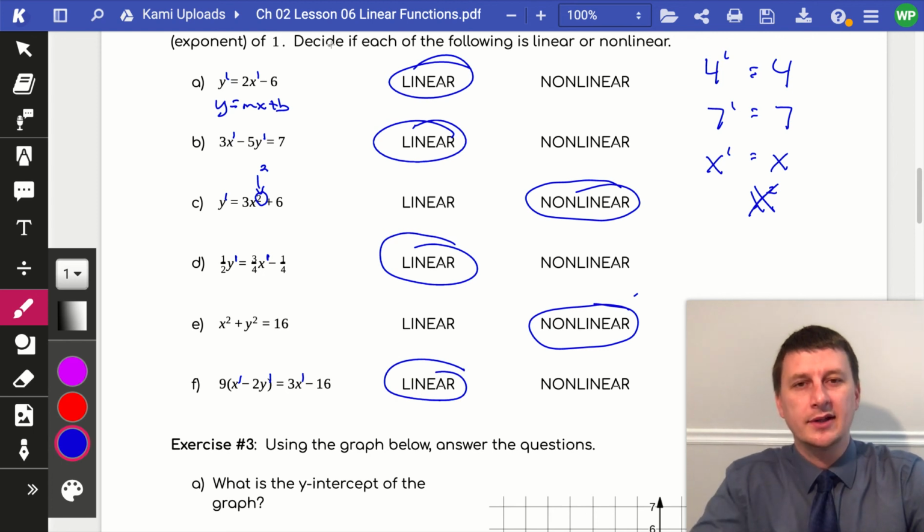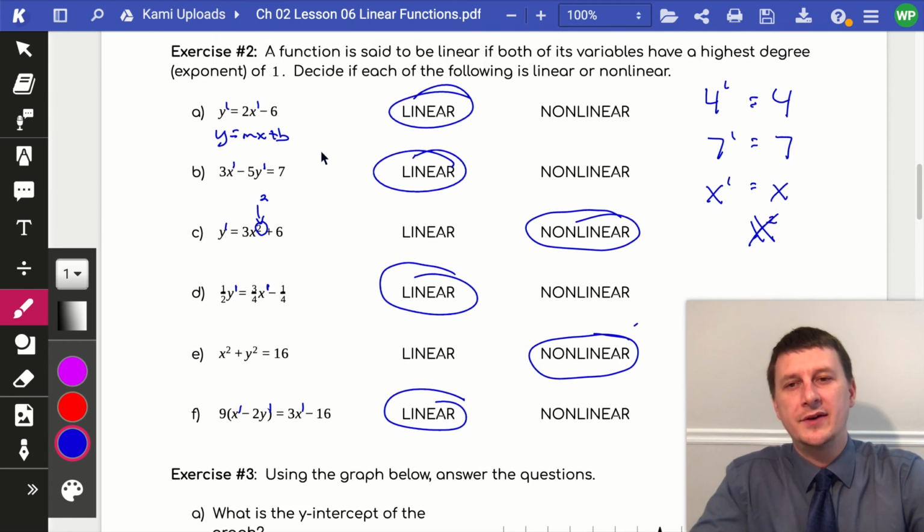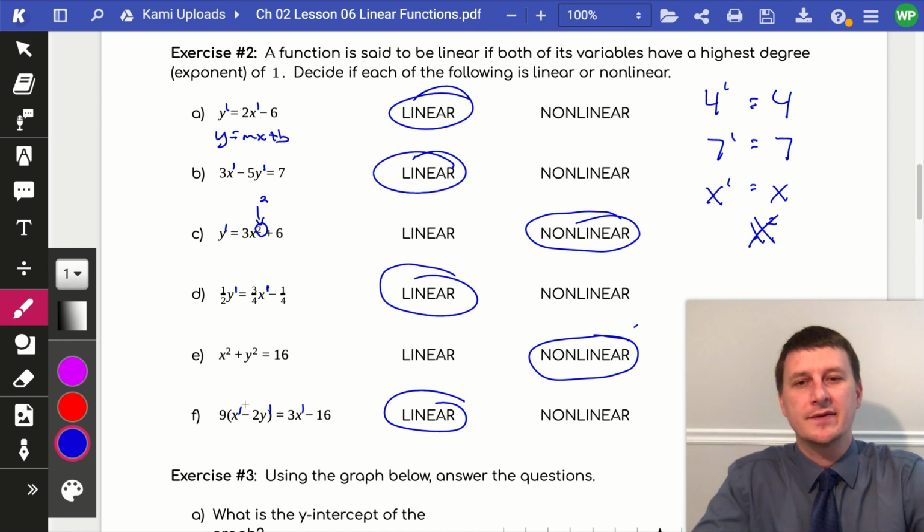So basically, you're looking for if the x and the y are by themselves. If they have exponents connected to them, it's not linear. Otherwise, it is linear.